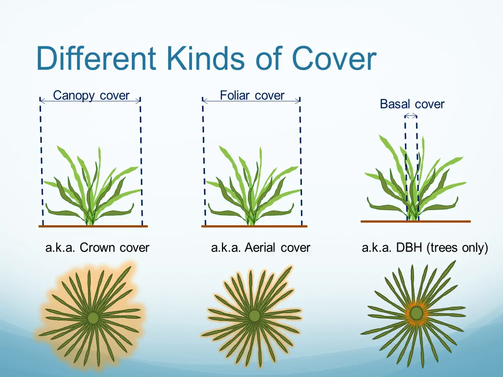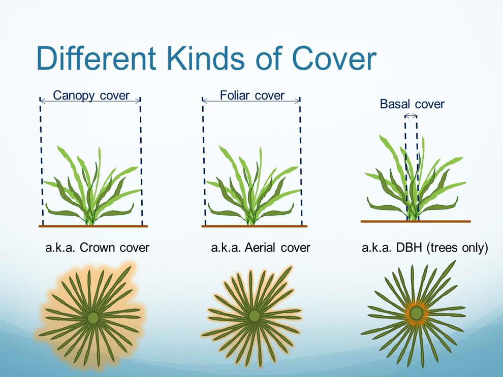Aerial cover is another term that is used to define the cover provided by the aerial portion of a plant. And so sometimes this is used interchangeably with foliar cover or with canopy cover. For example, in the book by Elzinga et al., they will use the term aerial cover sometimes synonymously with canopy cover. And then DBH is a term that is used specifically for trees.